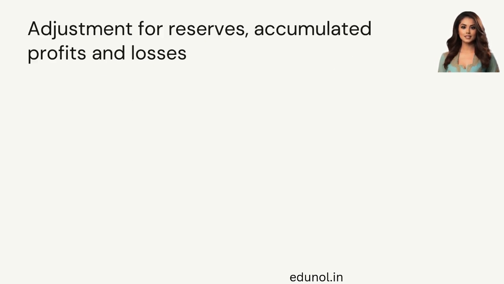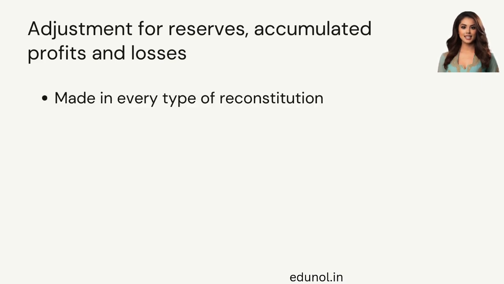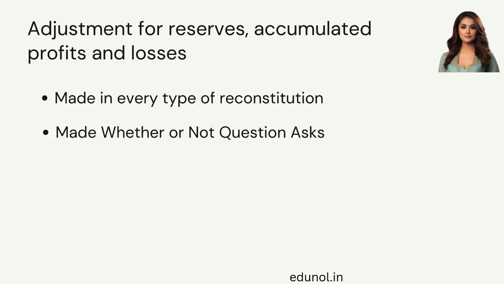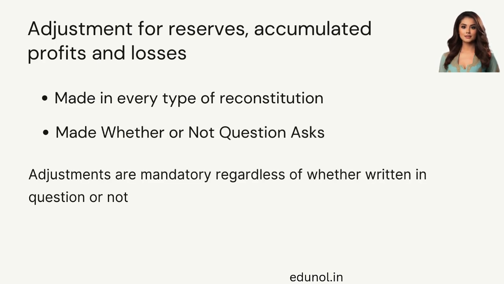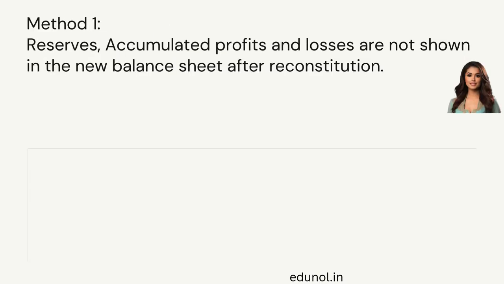The adjustment for reserves, accumulated profits and accumulated losses will be made in each case of reconstitution. The adjustment will be done whether or not the question asks to do this adjustment. We will start with method 1 where accumulated profits and losses are not shown in the new balance sheet after reconstitution. The accounting for this case is simple.